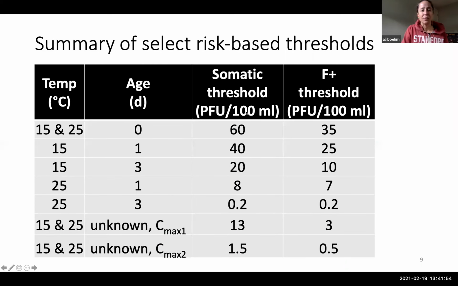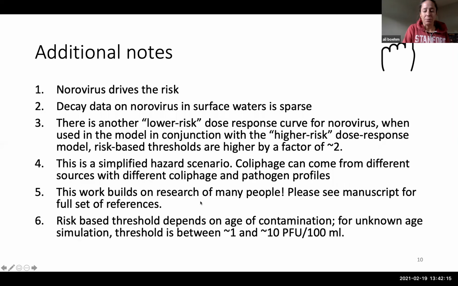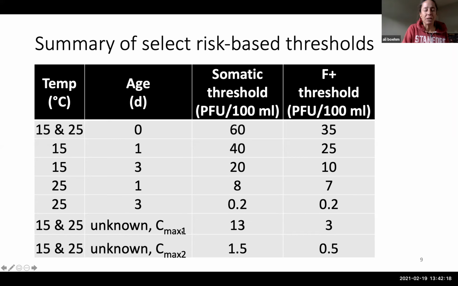Here is a summary of some select risk-based thresholds. When the contamination is unaged, the risk-based threshold for somatic and F plus coliphage is 60 and 35 PFU per 100 mL respectively. Then we have different values here when the contamination begins to age, 1 day, 3 days, at different temperatures. For unknown contamination age, the risk-based threshold is between about 1 and 10 for somatic coliphage and about 1 for F plus coliphage, and it's not dependent on temperature.